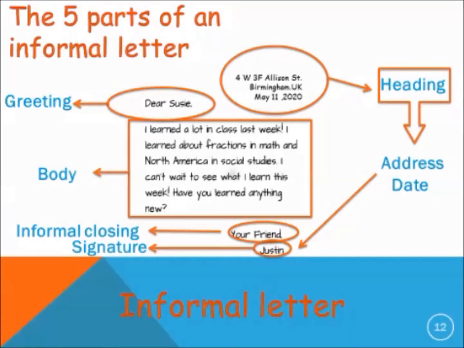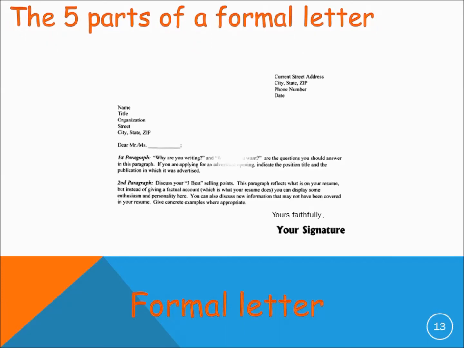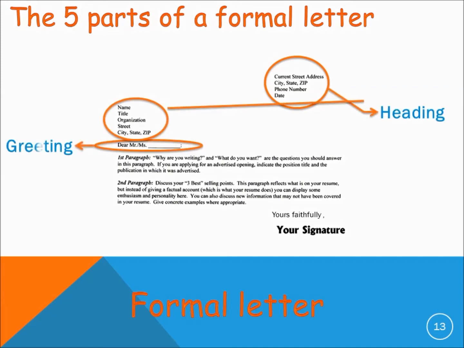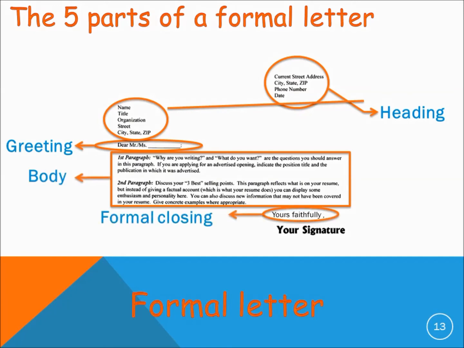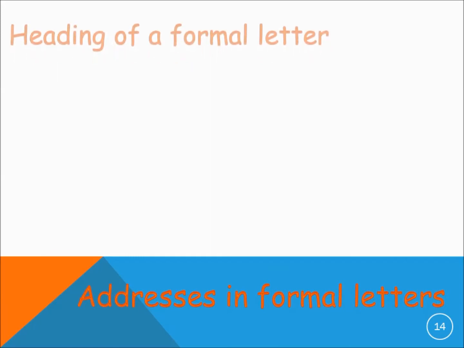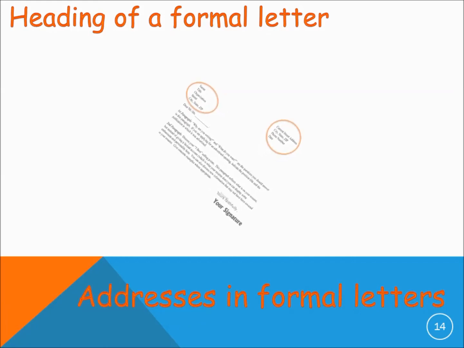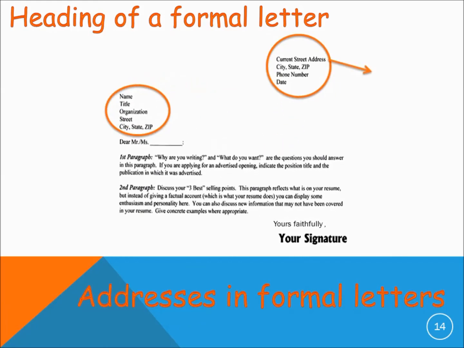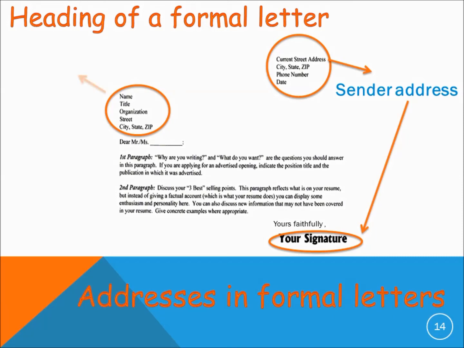Now let's move to the formal one. Here are the 5 parts of a formal letter. Are they also 5? Yes, they are. But what is the difference now? Look, I have a heading of 2 addresses. What is that? And here is my greeting and my body and a formal closing and then a signature. So is the only difference that I have a heading with 2 addresses? Yes. The main difference between the formal letter and the informal one is that I have the address of the recipient and the sender too. So I have the address of the one who is writing the letter and the one who is receiving the letter. So in my heading I have the sender address and the recipient address.